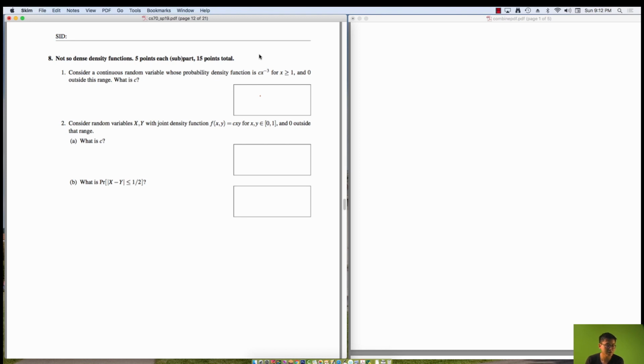So let's get started on question 8. It says consider a continuous random variable whose probability density function is cx to the negative 3 for x greater than or equal to 1 and 0 outside this range. And we want to find c.